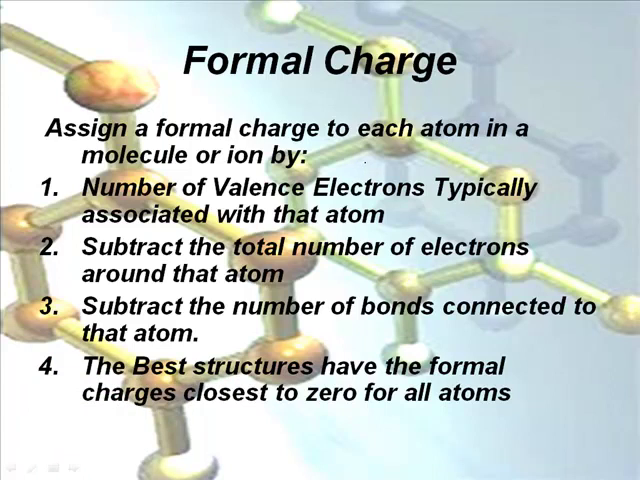And these are essentially the rules. You take the number of valence electrons typically associated with the atom, subtract the total number of nonbonding electrons, and subtract the number of bonds. Now, when you're trying to determine which structure is best, you want your formal charges closest to 0. Now, you should copy this down. All right, it might already be in your handout. And then we need to do some examples.